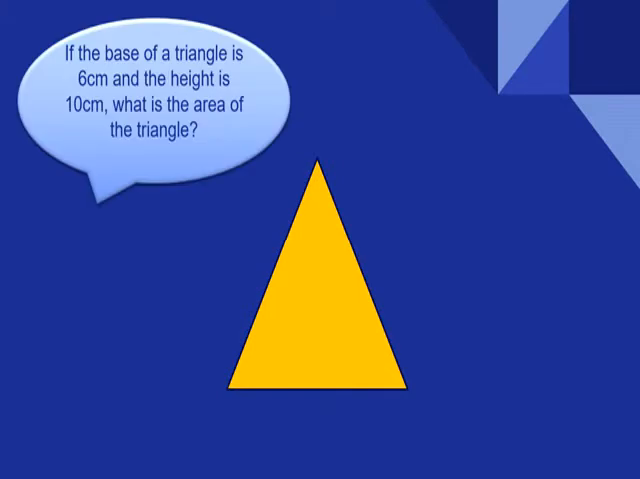So if we look at this, the base of a triangle is 6 centimetres and the height is 10 centimetres. What is the area of the triangle? So the base there, fairly straightforward, 6 centimetres, and the height always makes a right angle. It's the perpendicular line. It's the line that makes a right angle.